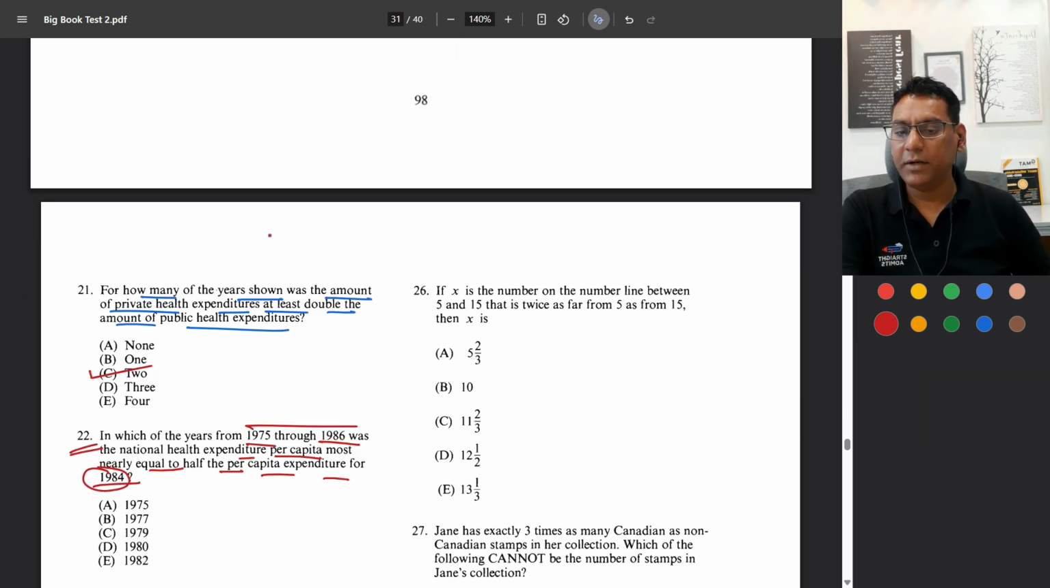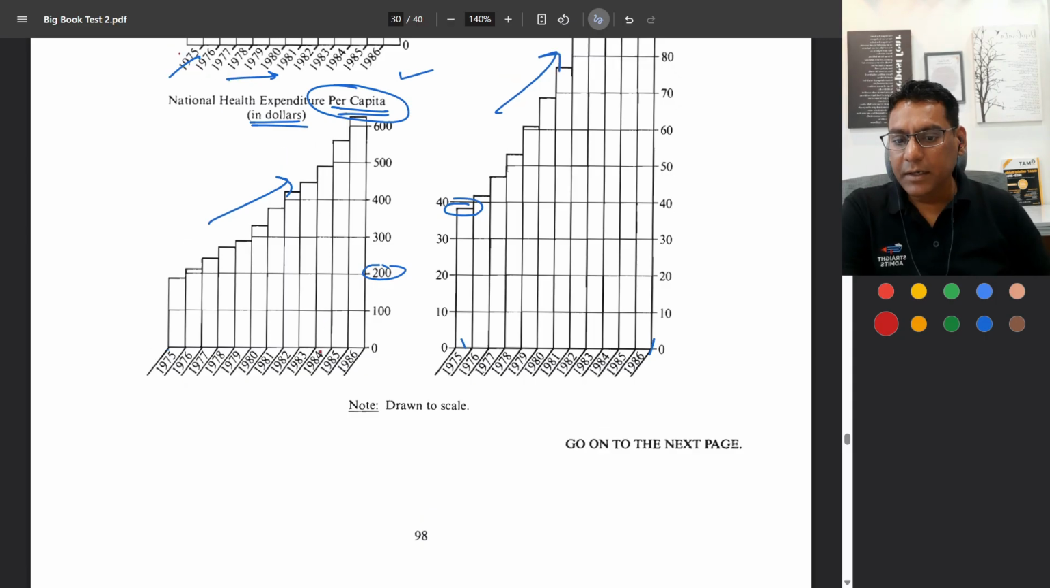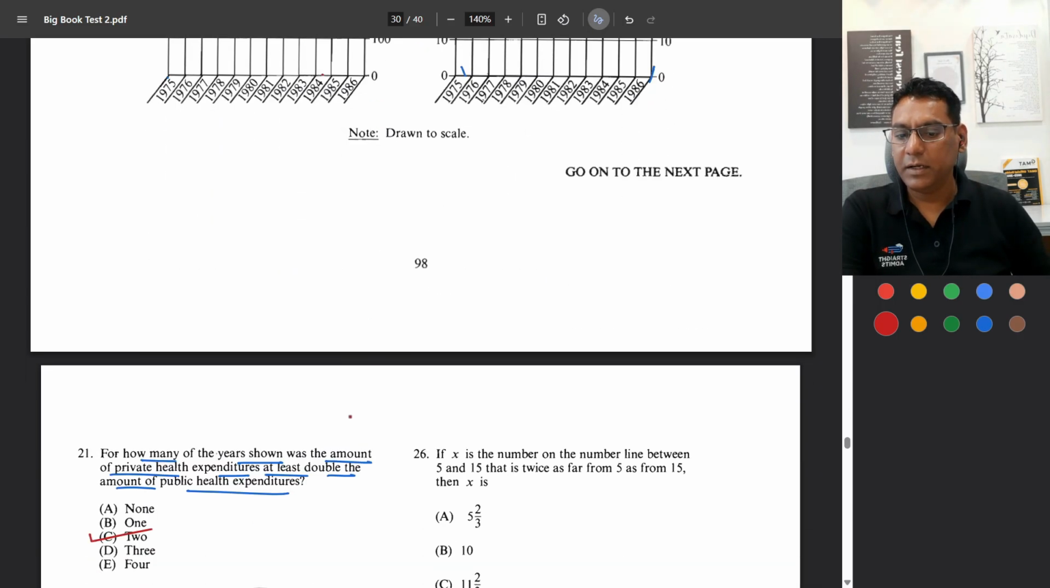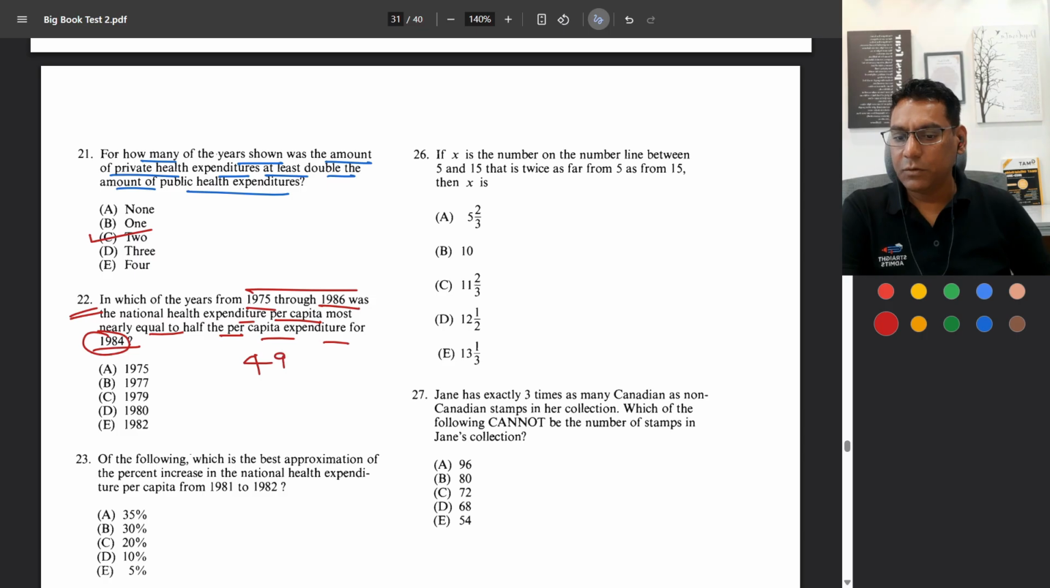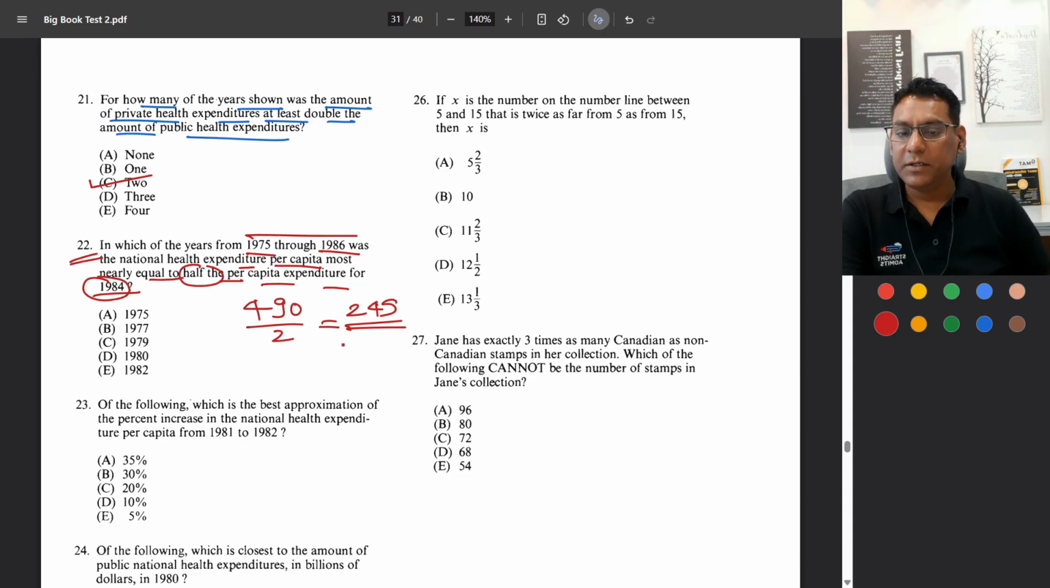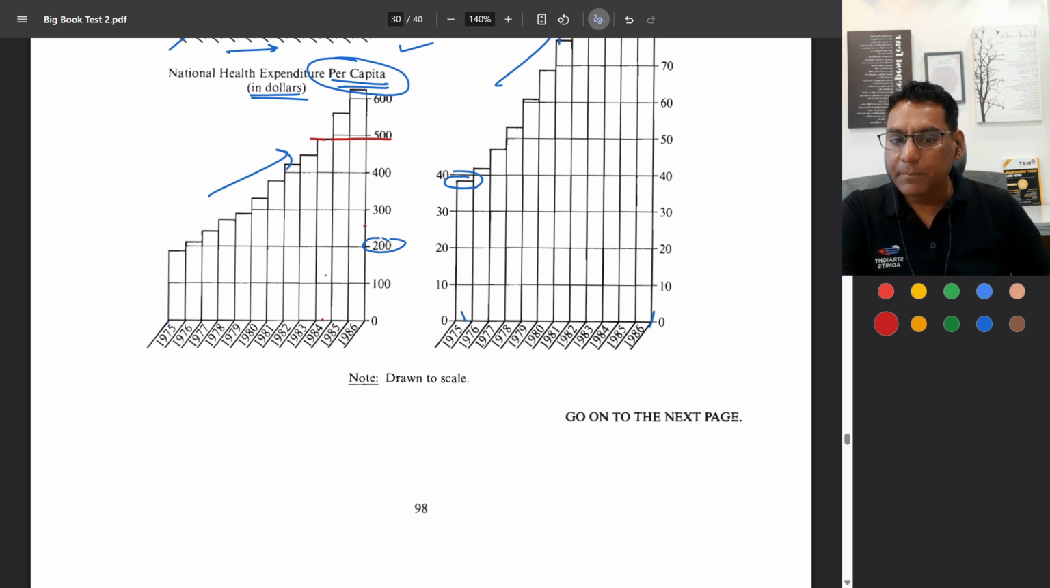So what is the year 84? Let me first find that out. 84, what was the per capita? It was something like 480, 490. So let's say 490. I want half of that. Half of that is going to be 245, right? So I want to find the year where that expenditure was closest to 245. Pretty straightforward. 245 is going to be somewhere in the middle.